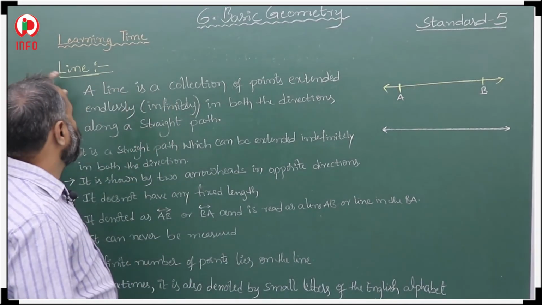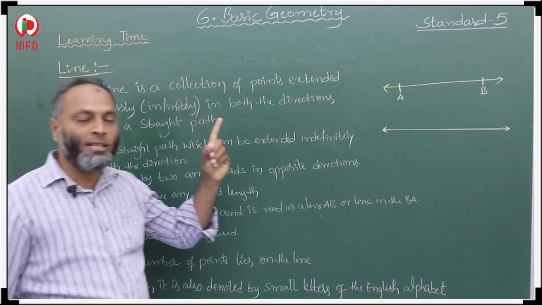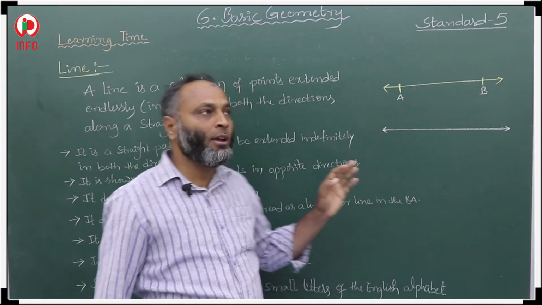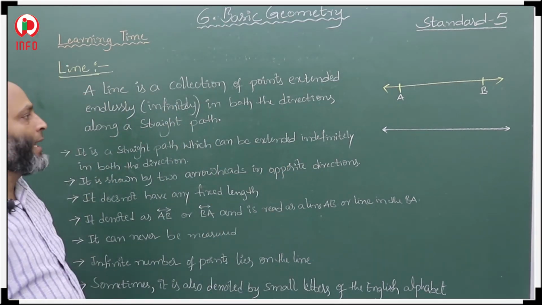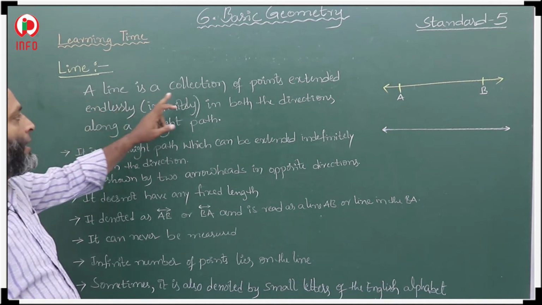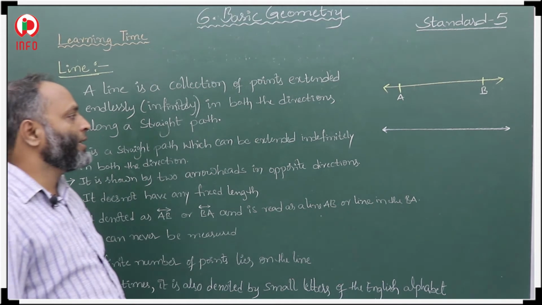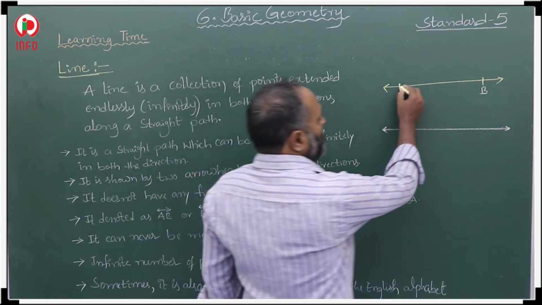Now next, see here, line. So what is a line here? First we discussed what a point is, and now we are going to discuss the line. See, a line is a collection of points extended endlessly, infinitely, in both the directions. Here infinitely many points are there.